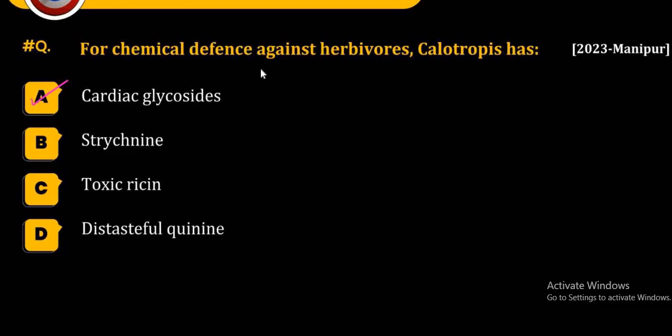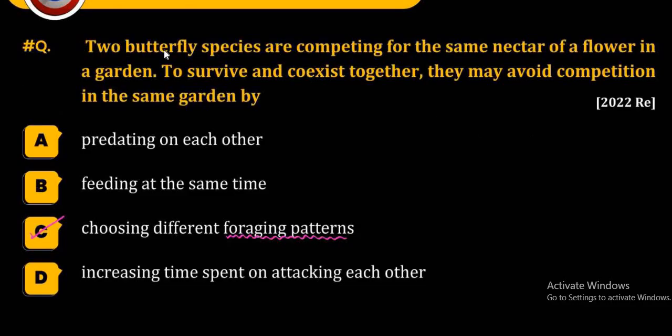Next question. For the chemical defense against the behavior, the catastrophe has option A, cardiac glycoside. Next question. Two butterfly species are competing for the same nectar of a flower in a garden. To survive and coexist together, they may avoid competition in the same garden by option C, choosing a different foraging pattern.